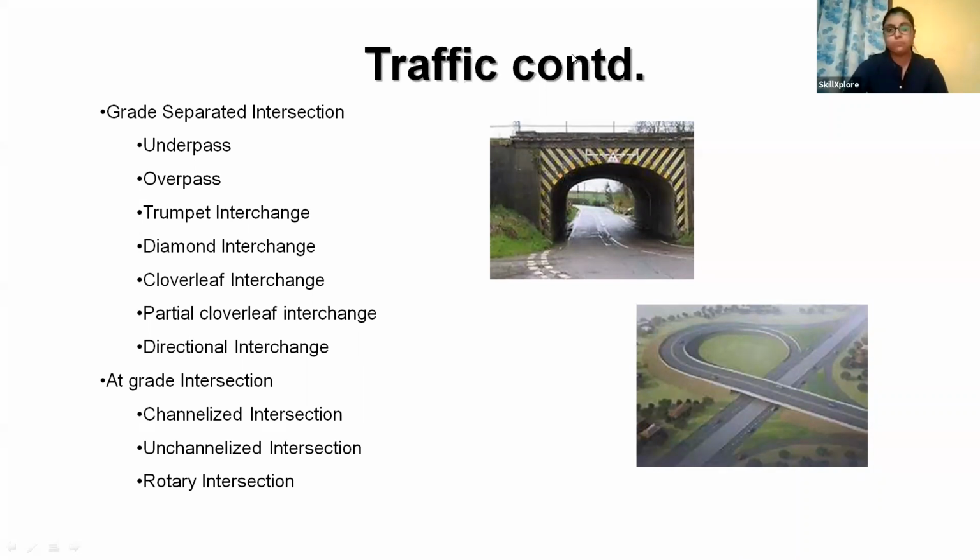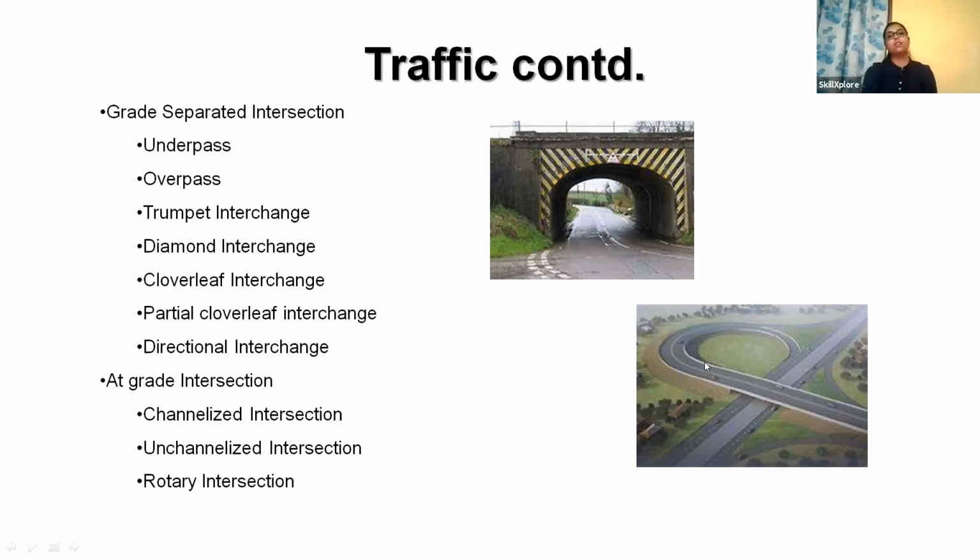Next is at grade intersection. It can be of three types. Channelized: we provide channels and ask vehicles to follow that particular channel. In some areas it will be unchannelized intersection, and finally rotary intersection. All these three will be discussed separately, including the advantages and disadvantages.